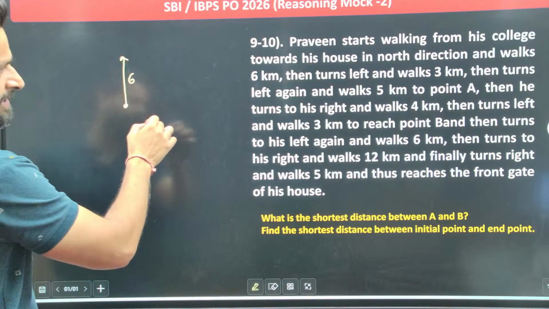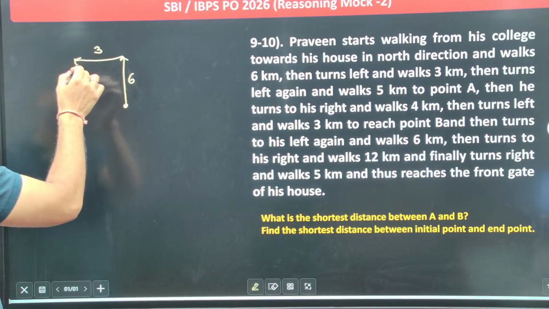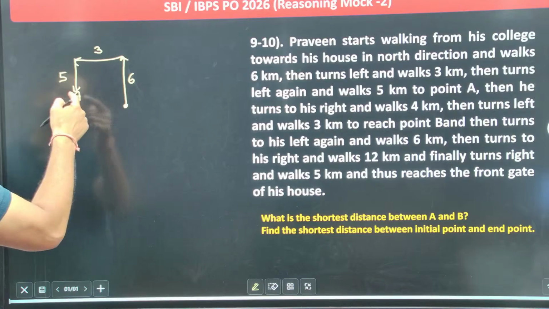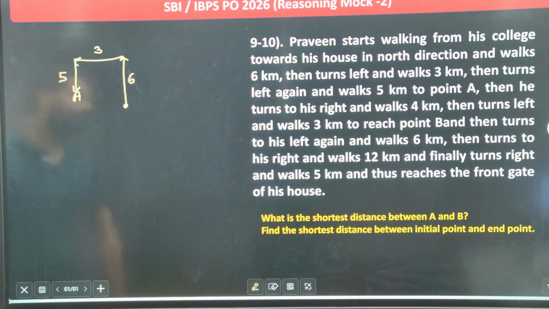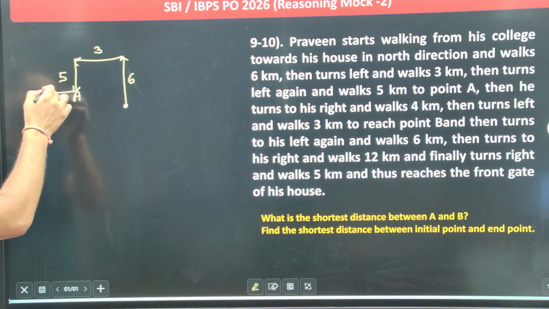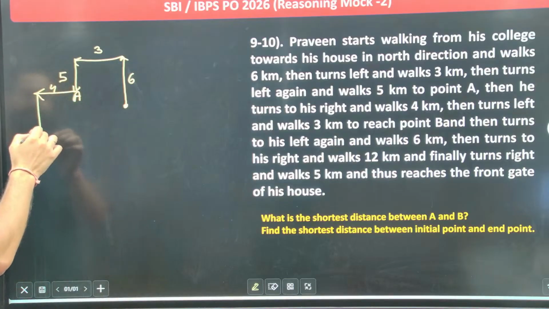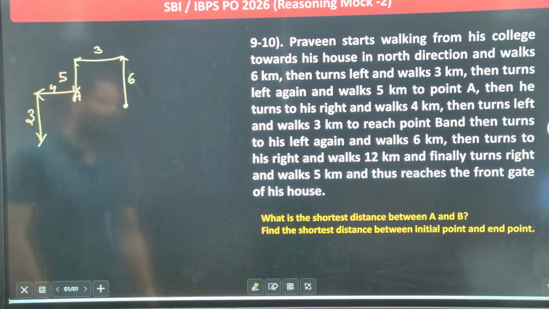Walks for 6 kilometers. Turns left for 3 kilometers. Turns left again for 5 kilometers to reach point A. This is point A. Then he turns to his right and walks 4 kilometers. Turns right again, walks for 4 kilometers. Then left 3. This is left 3. 5 and 3 is 8. This is 6. So it will be more than this, to reach point B.